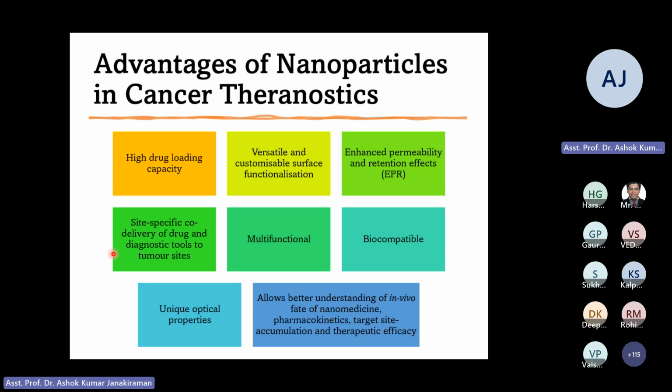So what are the advantages of nanoparticles in cancer theranostics? As we just discussed, it has high drug loading capacity, and versatile and customizable surface functionalization. Maybe in the upcoming slide we are going to explain the EPR mechanism, which is mainly for drug targeting. Then you have site-specific co-delivery of drug and diagnostic tools to the tumor site. So we can call this theranostic, right? Diagnostic and treatment with a single platform. Then it is multifunctional, so we can have delivery, targeting, and imaging.